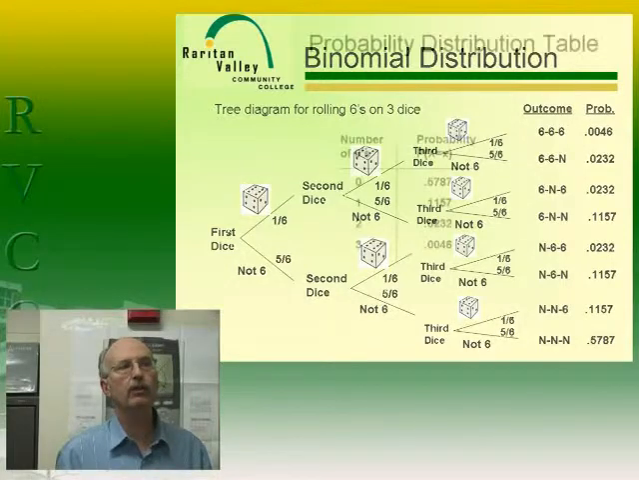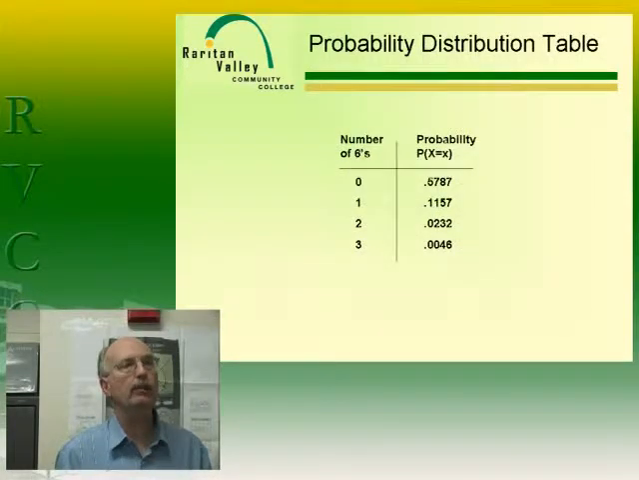Weiss then converts that to a probability distribution table where he looks at the number of 6s, 0, 1, 2, or 3, and puts the probability next to each of those. Well, wouldn't it be nice to do that on the calculator? What we need is some sort of formula that allows us to calculate that probability directly. Fortunately, we have one. It's called the binomial probability formula.